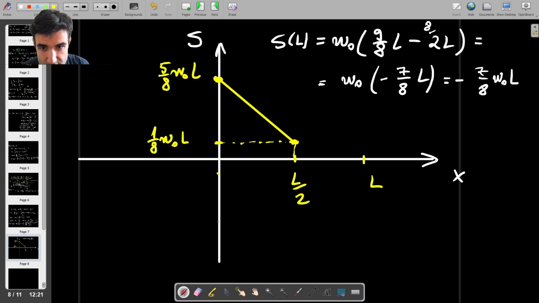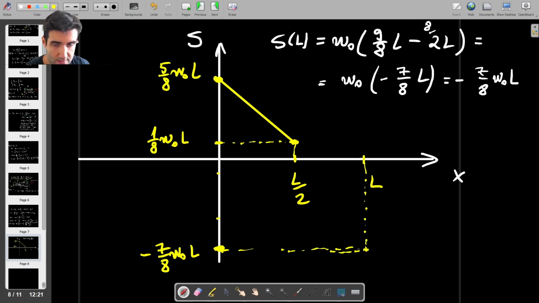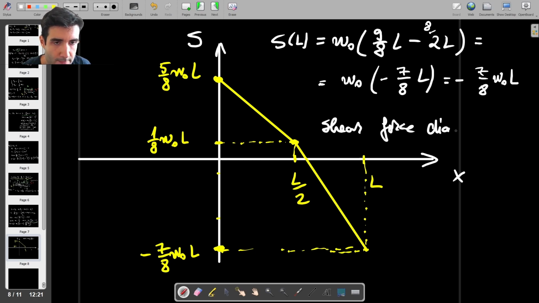So minus 7 over 8 should be somewhere here. If this is 5, I'm trying to draw it to scale as much as I can. So somewhere here is going to be minus 7 over 8 W naught L, which happens here. So it's still a straight line, but it will have a different slope, like that. So that's the shear force diagram, which is basically just two straight lines with different slopes joined together.